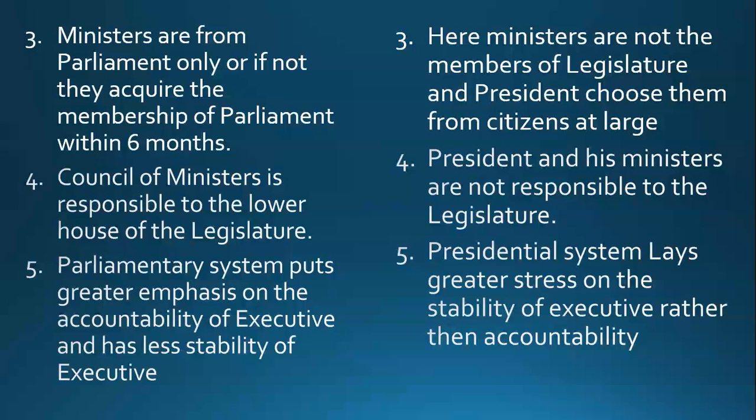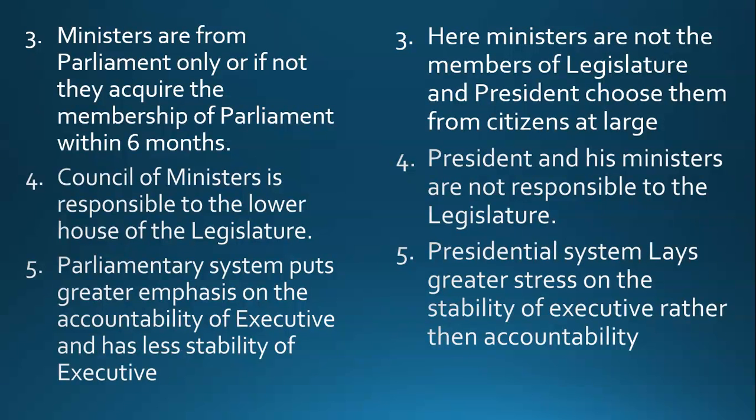Okay, but friends, what happens in presidential form of government is that ministers are not the members of legislature. Why? Because I have told you that legislature and executive are totally separate bodies. So it is not allowed for the members of legislature to become the members of executive. The members of legislature are totally different. Members of executive are totally different. Okay. So in presidential form of government, ministers are not the members of legislature. So how are ministers chosen? The president chooses his ministers from citizens at large. Means the president has the power to make anyone a minister.